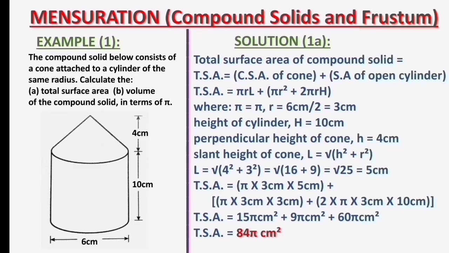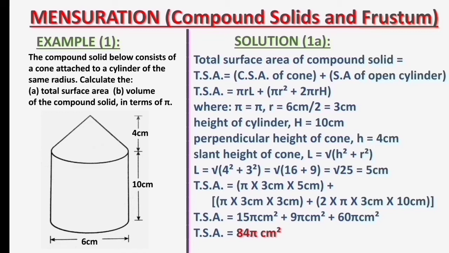Looking at the parameters in question 1, we are solving in terms of pi. So pi equals pi. The radius of the cone and the cylinder is 6 centimeters divided by 2, because 6 centimeters here is the diameter. So to get the radius, divide 6 centimeters by 2. The radius is 3 centimeters. The height of the cylinder, capital letter H, is 10 centimeters. The perpendicular height of the cone, small letter h, is 4 centimeters.